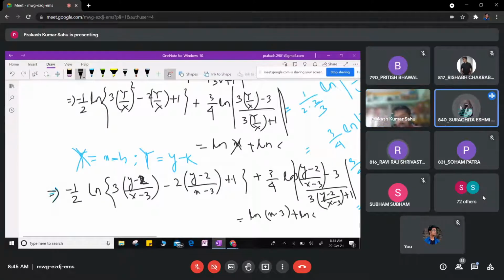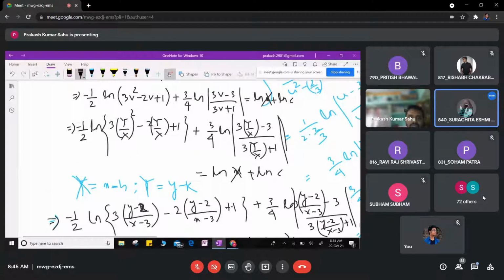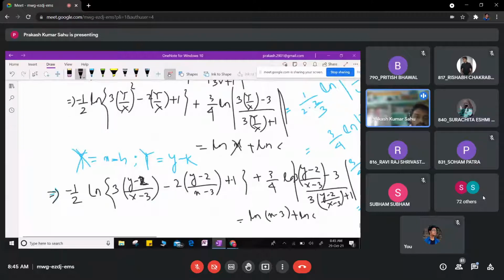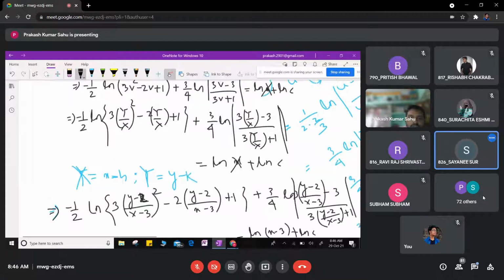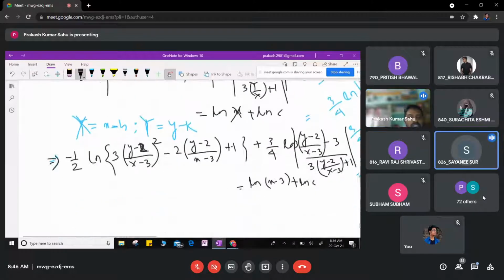सर वो पहला वाला y minus 2 by x minus 3 whole square होगा ना? अच्छा sorry हाँ. Yes. Okay. So this is the solution of a non-homogeneous. Okay, non-homogeneous differential equation. Got it?